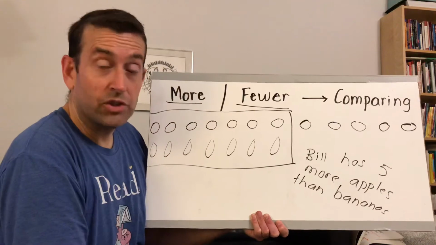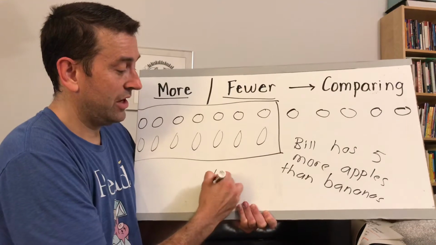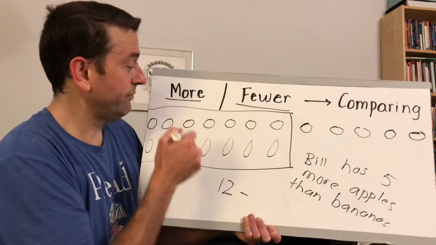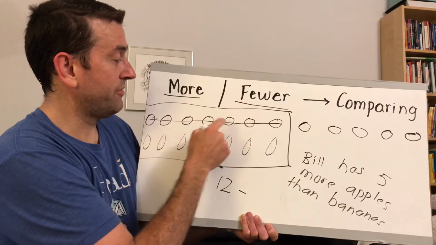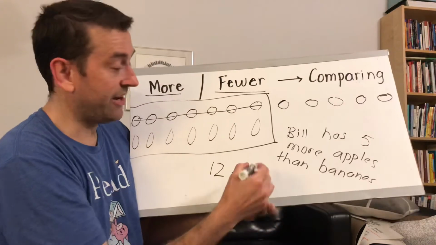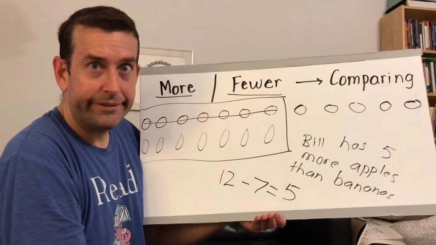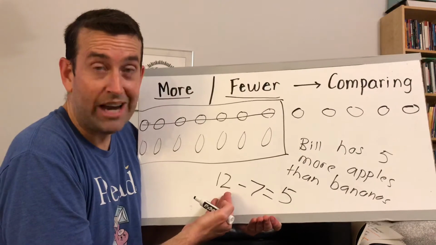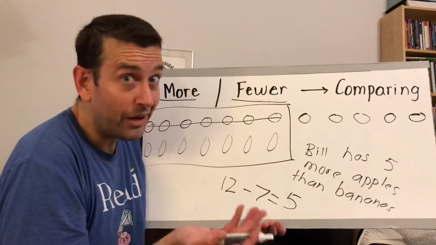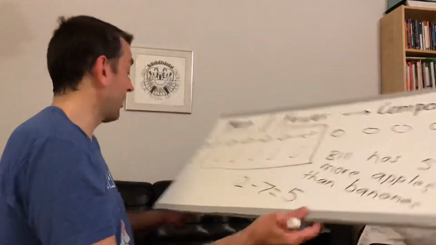Now, another way to show this in a number sentence is, well, we take the 12 apples and we're going to take away the part that's the same. That's this part. 1, 2, 3, 4, 5, 6, 7. So 12 minus 7 equals the part that's more, 5. So comparing, another way to do it is to do a subtraction sentence. Some people do addition sentence, but it's using a number sentence to figure it out.